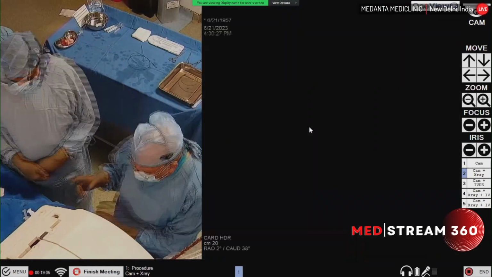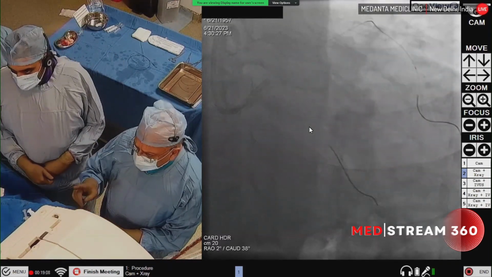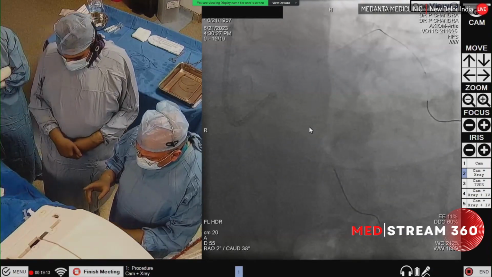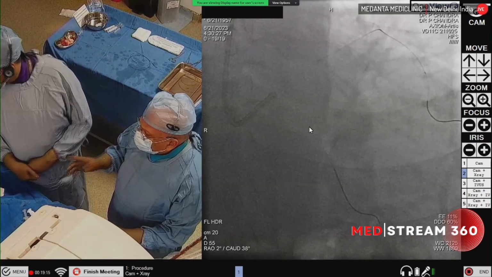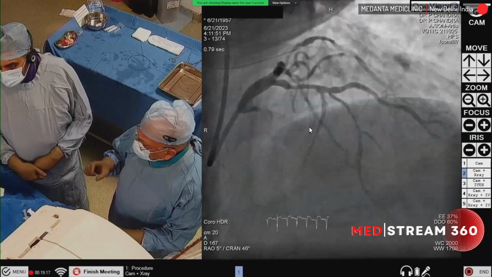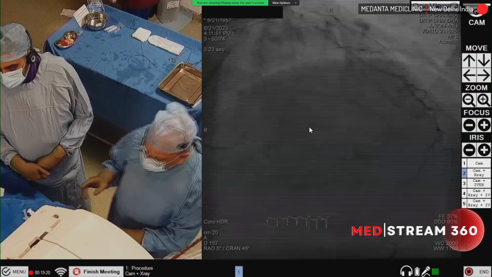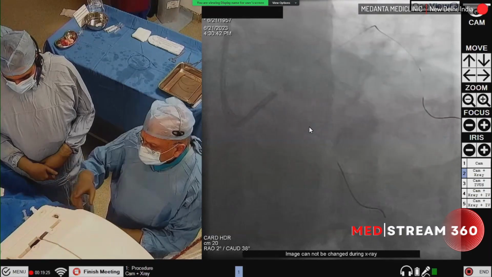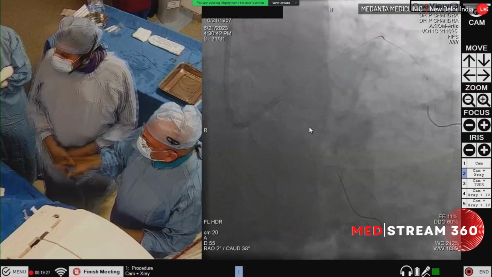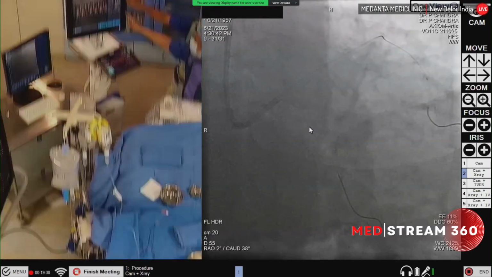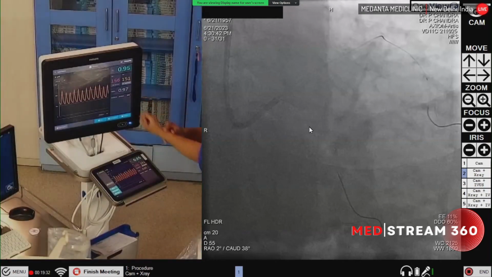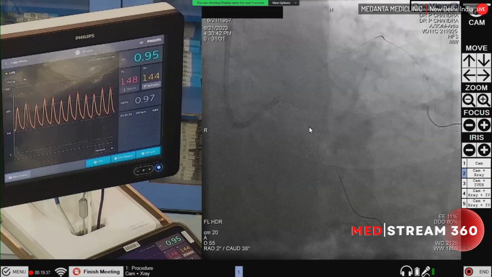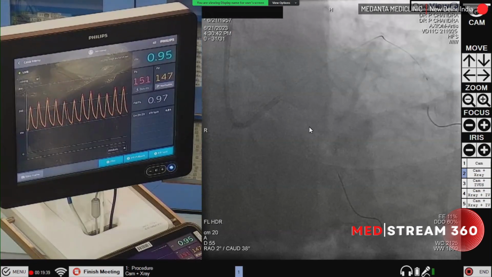Yeah. So here you can see that we have wired the LAD, and now we will assess whether this OM and the circumflex are significant or not based on the FFR. We have put the wire in the first big OM, and the iFR values, as you can see, are 0.97, 0.95, which is clearly normal. Although on angiogram it was looking like at least 70%, 80%, it is absolutely okay.